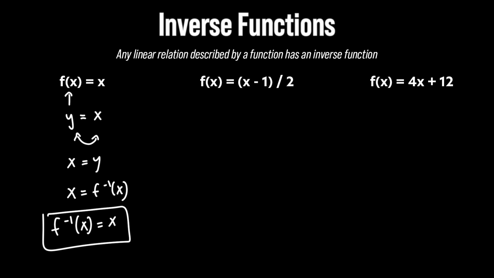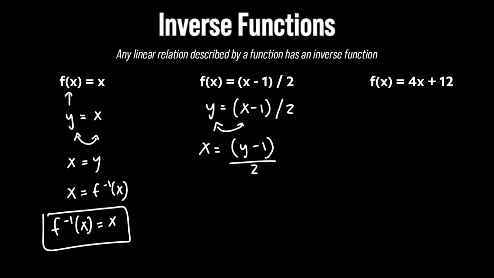Now, let's try the second problem here. Again, we're going to replace f of x with y. So we're going to get y is equal to (x minus 1) divided by 2. Then we're going to swap the x and y variables. So we're going to get x is equal to (y minus 1) divided by 2. And then we're going to solve for y.